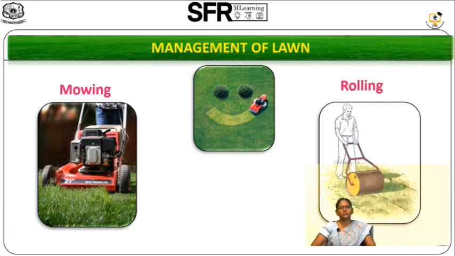Mowing refers to the removal of the top grass. When we use mechanical machines or hand mowers, it never affects the grass growth because grasses have the ability to regenerate very easily. The second one is rolling. Rolling is done especially in the turf, to make a very good carpet-like structure. Both mowing and rolling are very important for the preparation of a lawn.